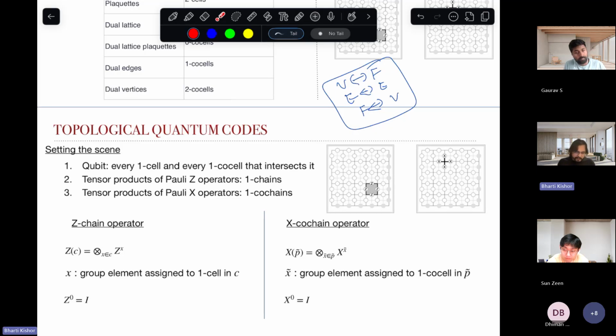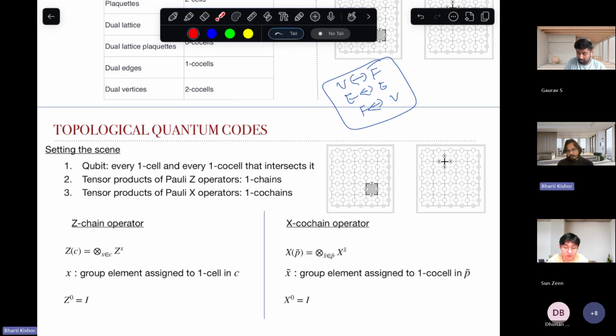Now what you can do is use this assignment to define a tensor product of Z operators. Wherever you assign 0, that becomes identity, and wherever you assign 1, there is a Z operator. So it's like Z tensor I tensor I tensor Z, whatever. You assign some 0 or 1, and accordingly you get some Z chain operator. So you get a chain, and that gives you a Z chain operator. I hope that makes sense.